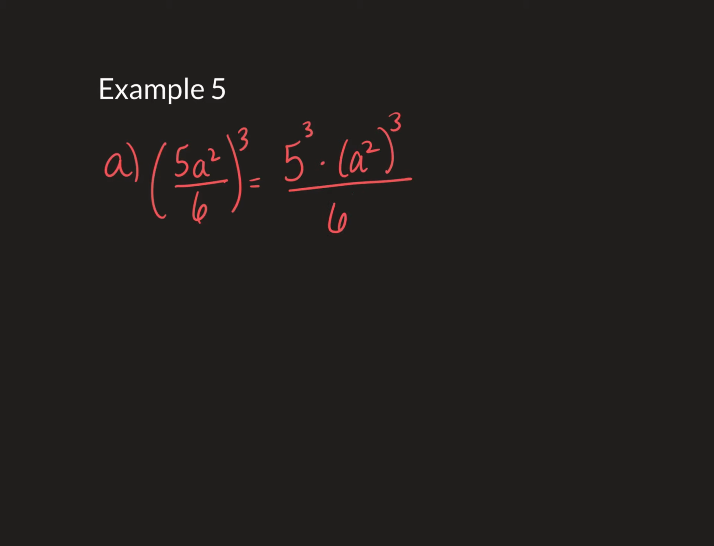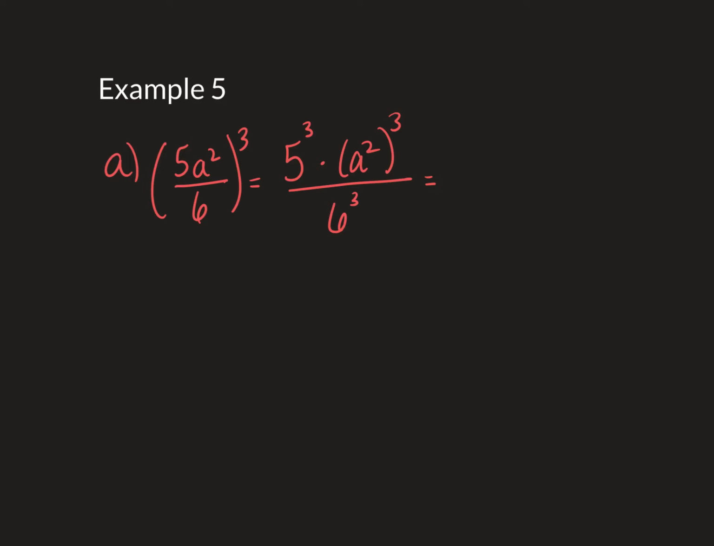So for my first example, I have (5a squared) over 6, raised to the third power. So I am going to raise each of these to the third power. Don't forget, you're doing your power of a quotient, and it's the power of a power also. Now I'm going to actually raise all those to the third power.